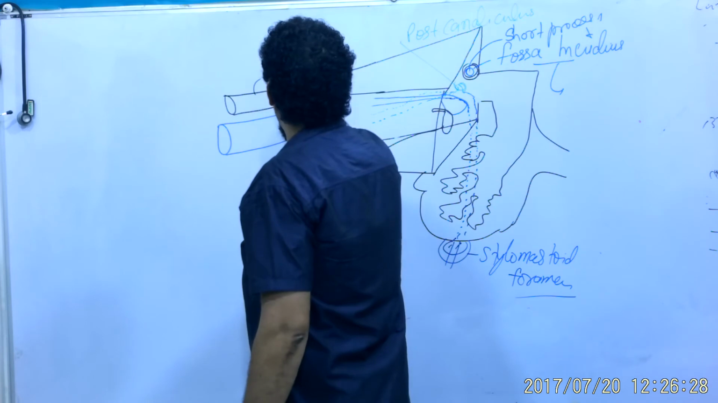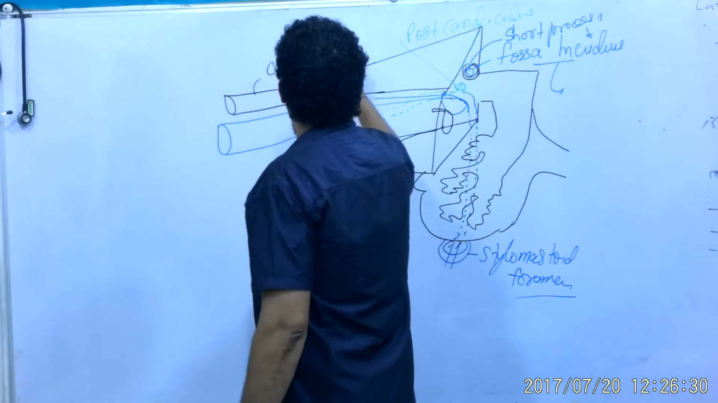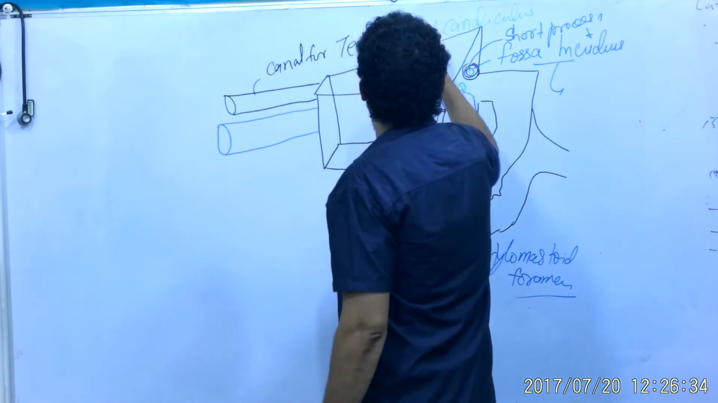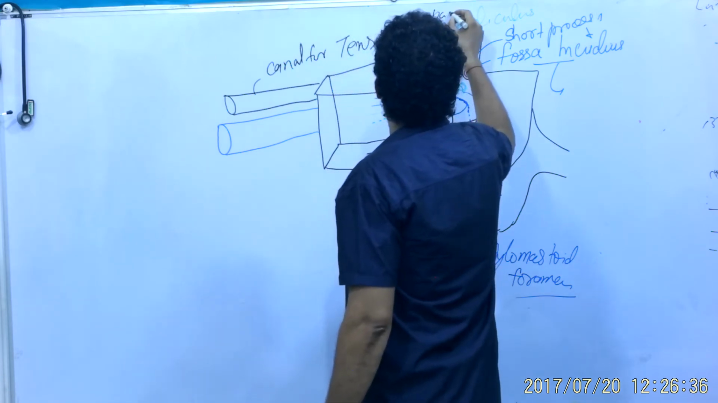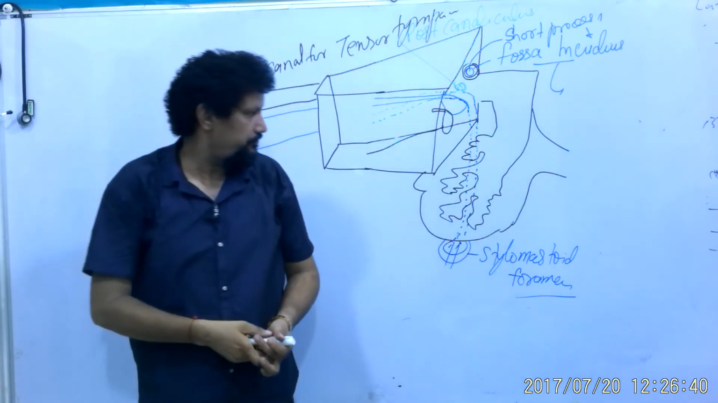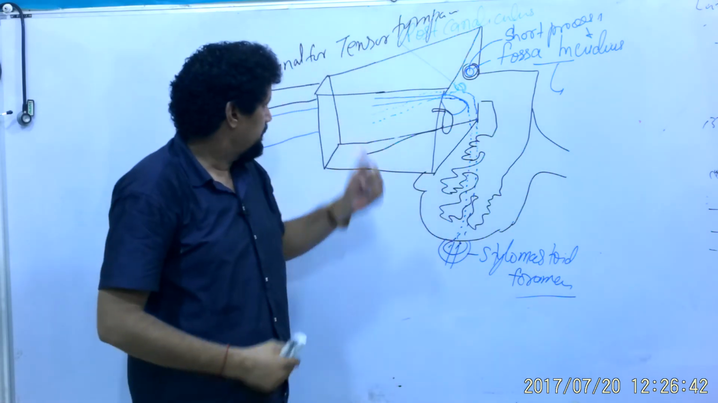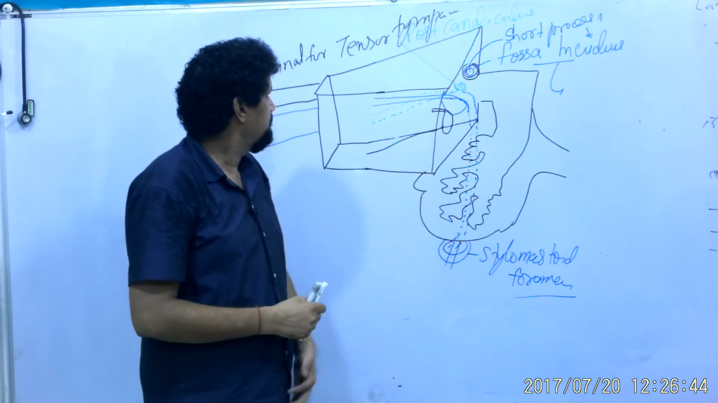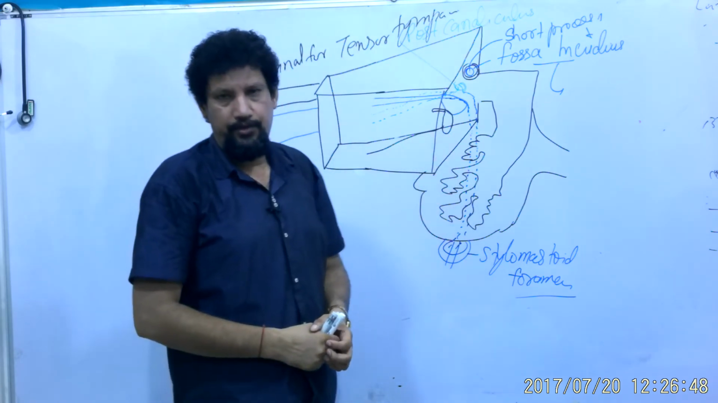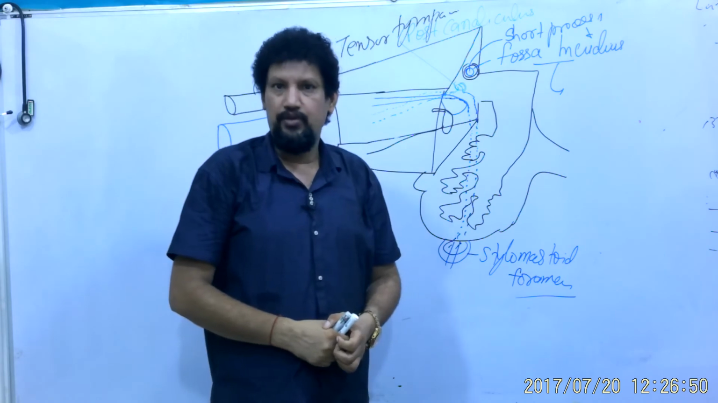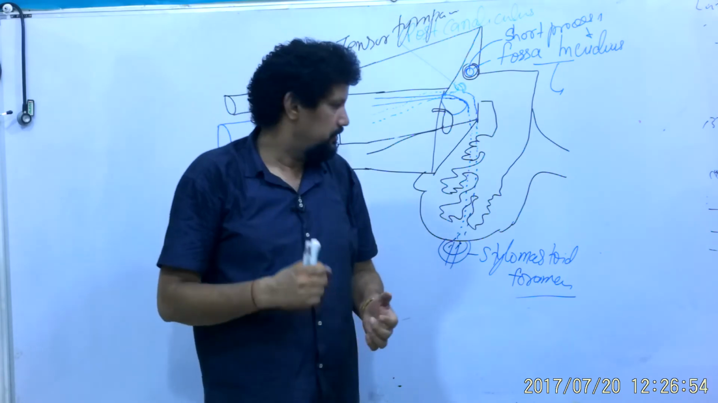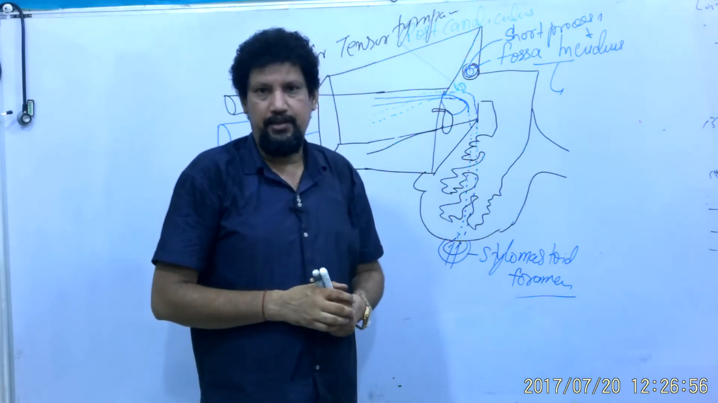So this is the canal for tensor tympani. This is the other muscle after the stapedius, which are playing key role during production of the sound and damp down the intensity of sound waves to protect the internal ear.